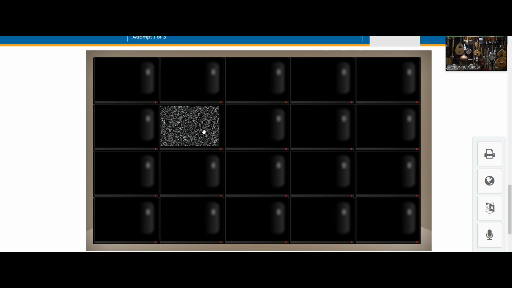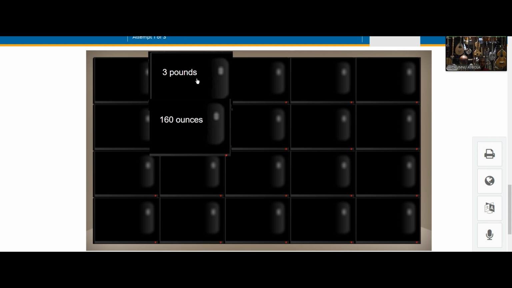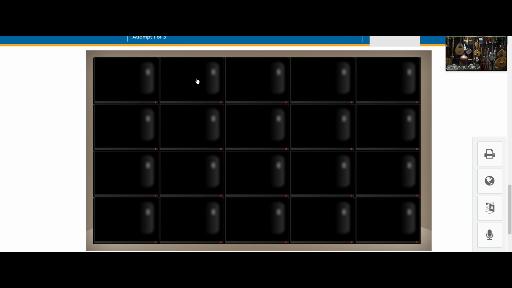And let's try to see any other one. Maybe the one at the top. This one is 20 ounces. Hold on. 20 ounces. Then the next one I'm going to see here, maybe beside this one, is 160 ounces. So 160 ounces will have a counterpart in pounds, maybe. So this one at the top is 3 pounds.